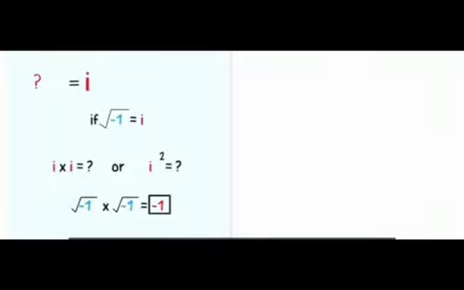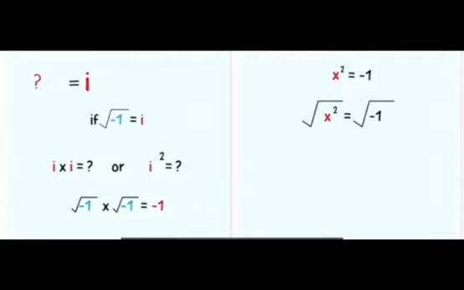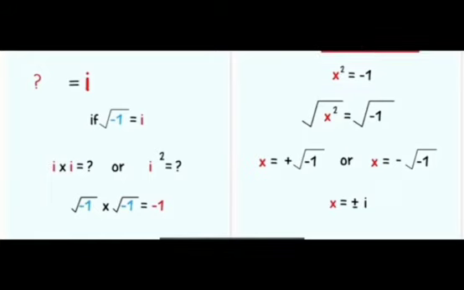The second question: find x, where x squared plus 1 equals 0. First, subtract 1 from each side, then x squared will equal minus 1. To find x, you take the root of each side, so x will be equal to plus root minus 1, or x will be equal to minus root minus 1. So x will be equal to plus or minus i. The equation has no real roots, and i gives imaginary roots.